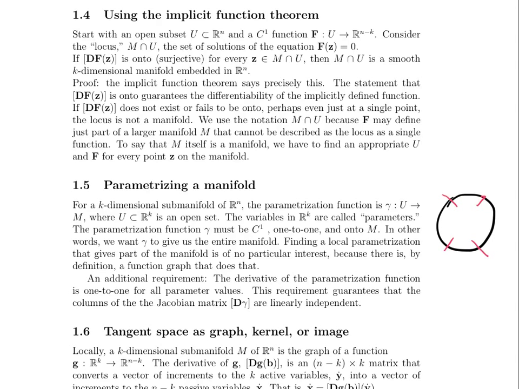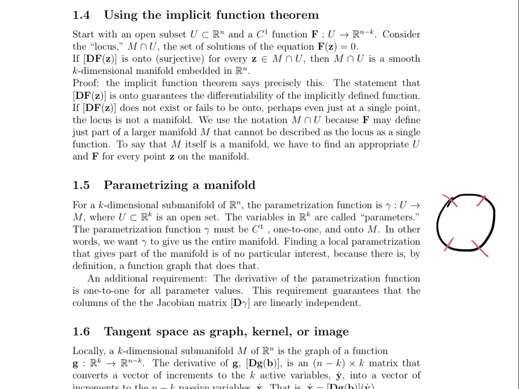And an additional requirement, the derivative of the parameterization function needs to be one-to-one for all the parameter values. And this requirement makes it so that the columns of the Jacobian matrix dγ are linearly independent. And let's talk about why that actually matters.